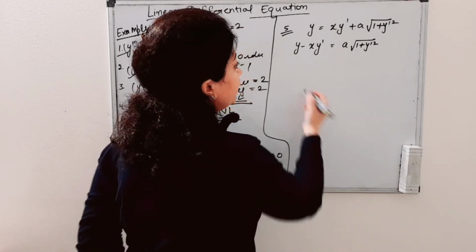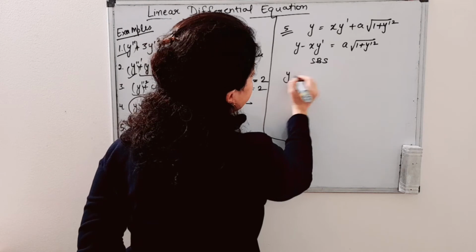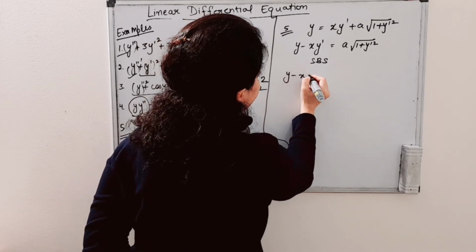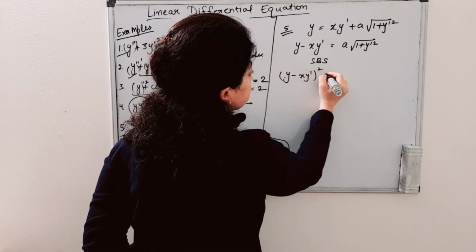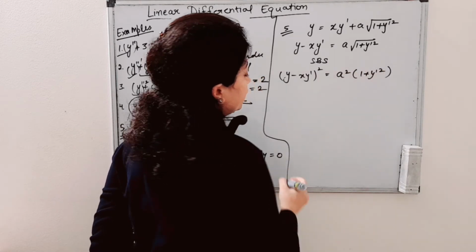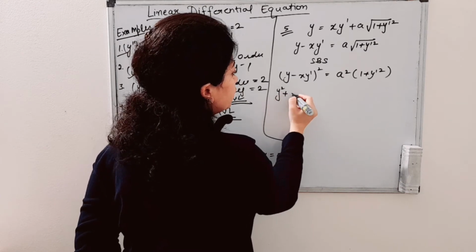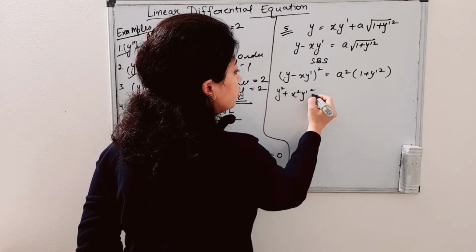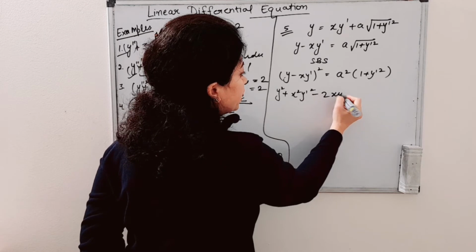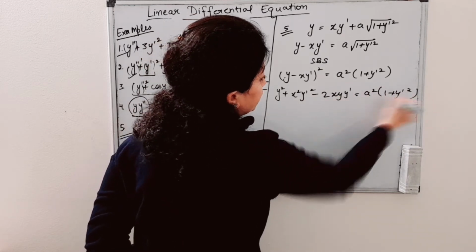How can we write it now? Can we square on both sides? Then we will get this equal to a square times 1 plus y dash square. If you expand this, you will get something like this: minus 2xy y dash is equal to a square times 1 plus y dash square.